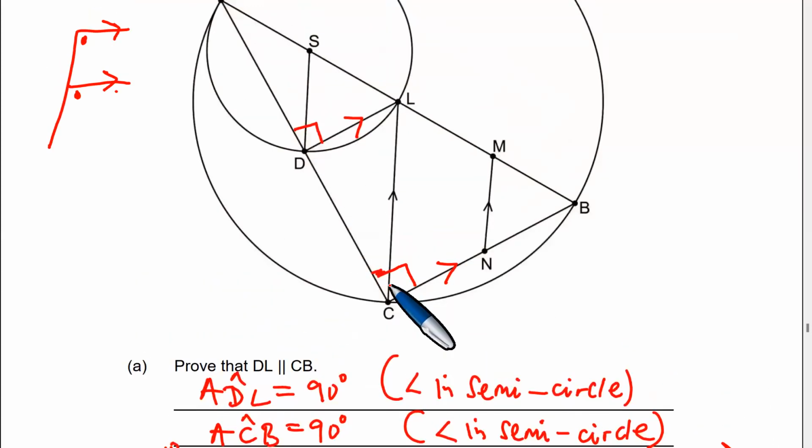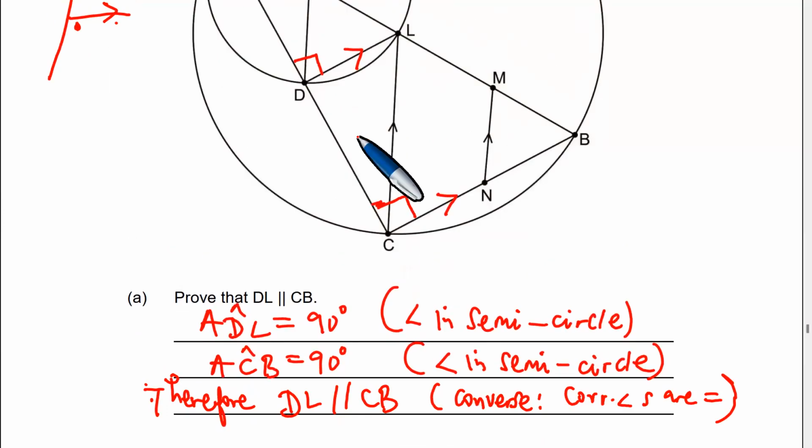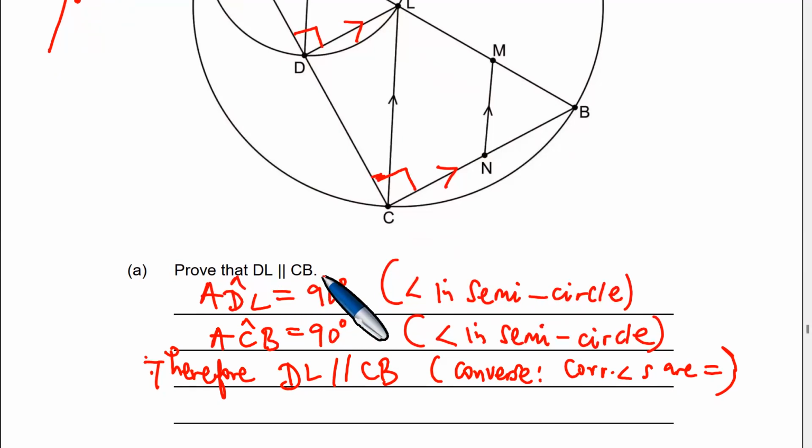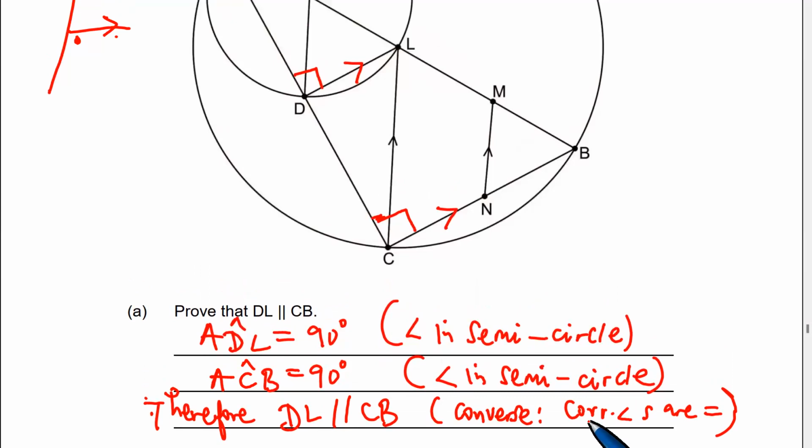We found that these angles are equal, and therefore the lines are parallel. It is the converse of the usual one, because first we say if the lines are parallel, then the corresponding angles are equal. At this point, we started with the angles, and ending up with parallel lines, we are dealing with the converse of the corresponding angles result. So we had to prove that DL is parallel to CB, and we have that.